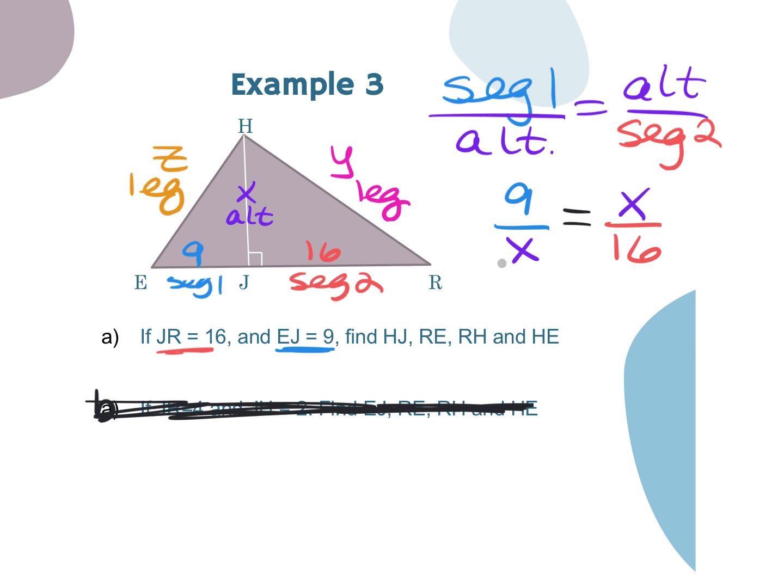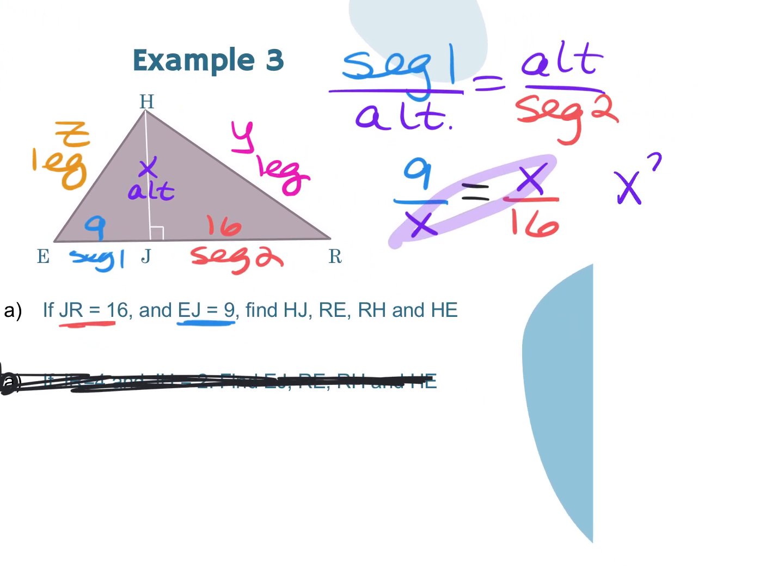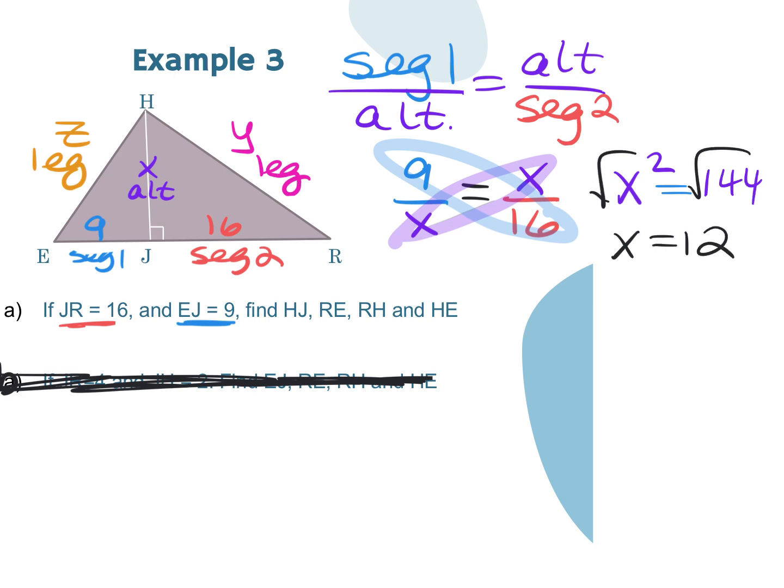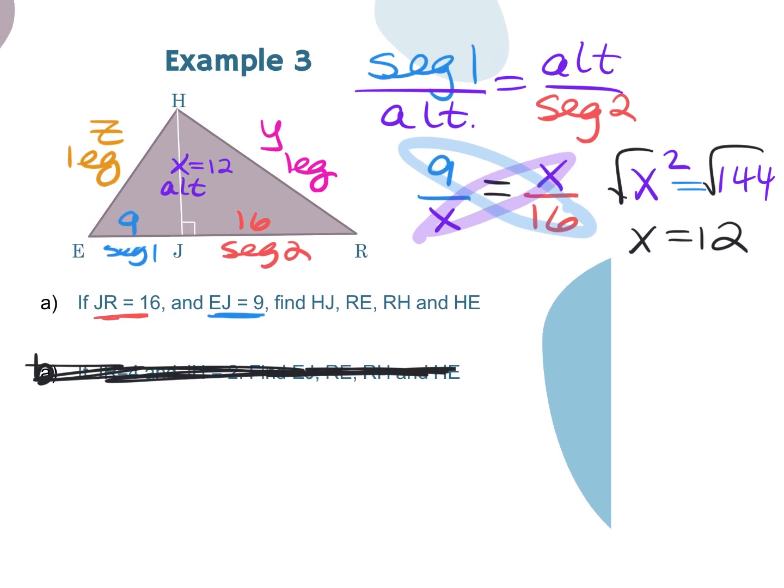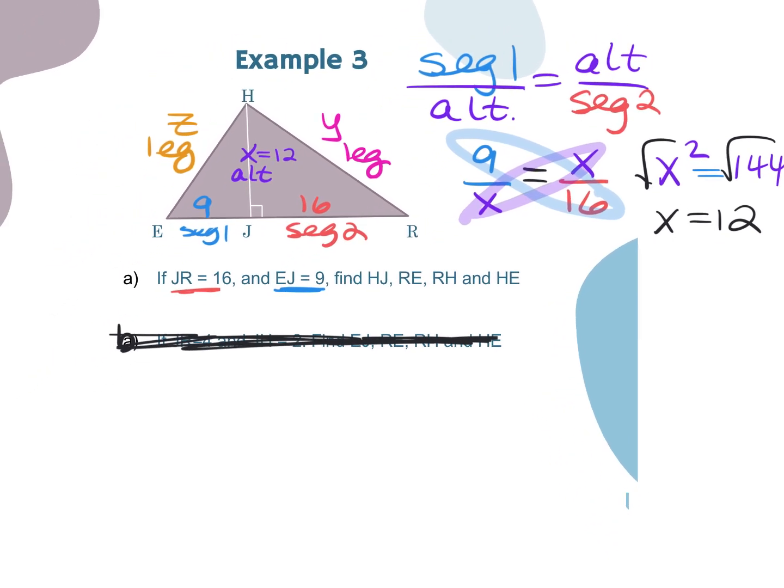I'm going to multiply diagonally, and I get X times X, which is going to give me X squared. And then I'm going to do the other diagonal, which will be 9 times 16. 9 times 16 is going to be 144. Now, technically, we could have left it as 9 times 16 and then factored it. Now you'll square root it, and X equals 12. So the length of my altitude here is 12, which is in my list of answers to fill in, is the HJ. So HJ is 12.